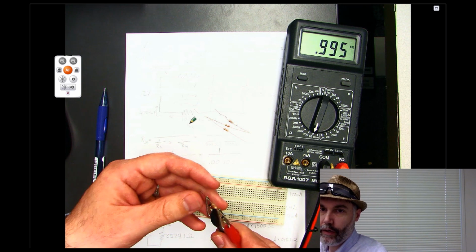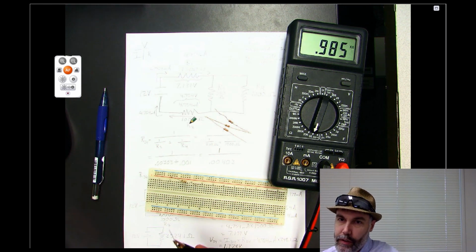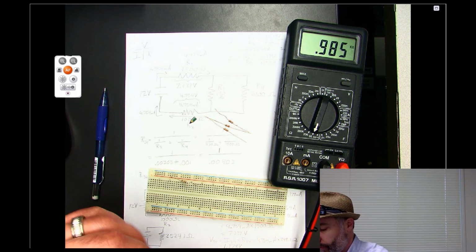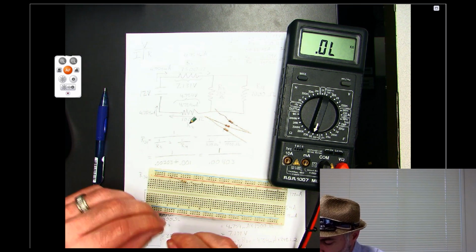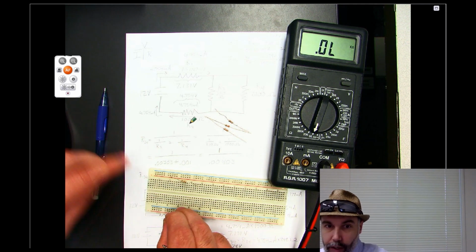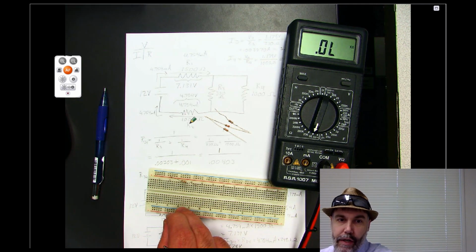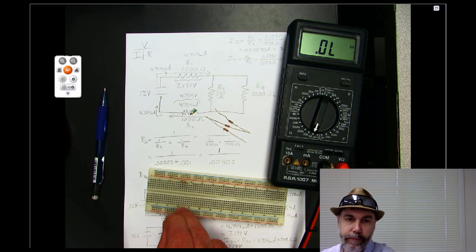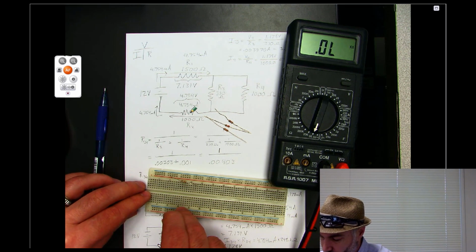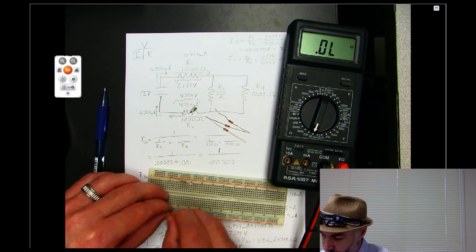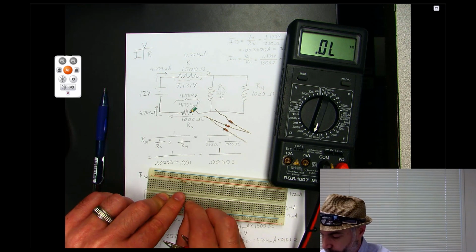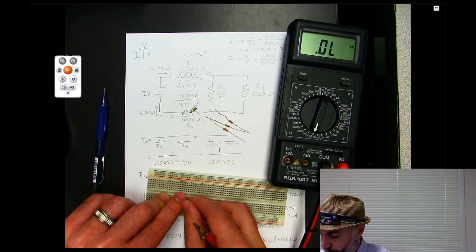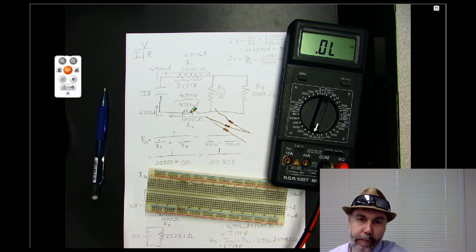So I'm going to check that, and yeah, that's saying 0.985 kilo ohms or 985 ohms. So that's going to be a 1,000 ohm resistor. So I'll put that one down here on the bottom left side of my circuit, just like it is in the diagram.